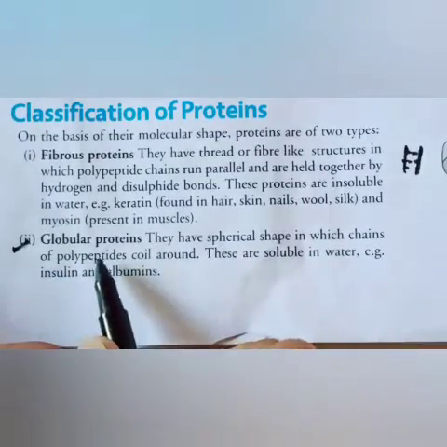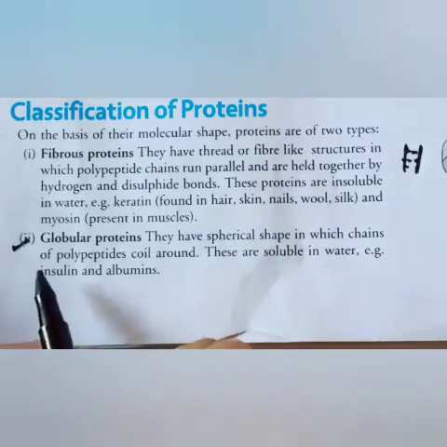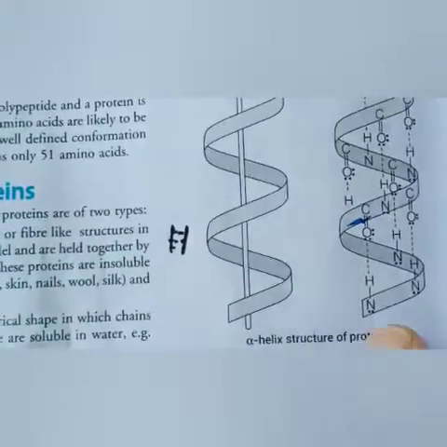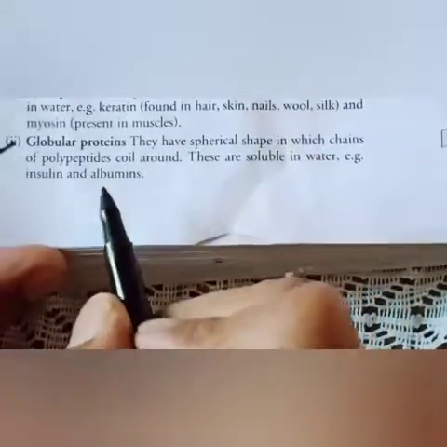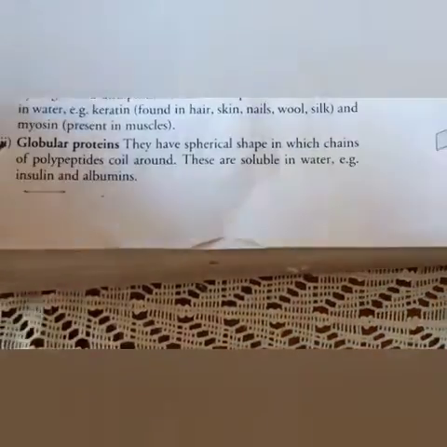The second type of protein is globular. The word globular represents spherical. So it is spherical in shape, in which the polypeptide chain coils around. Like this alpha helix structure of protein. It is globular because it is somewhere coiled. These are soluble in water, and insulin and albumin are examples.